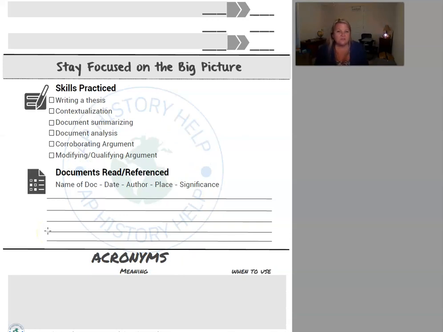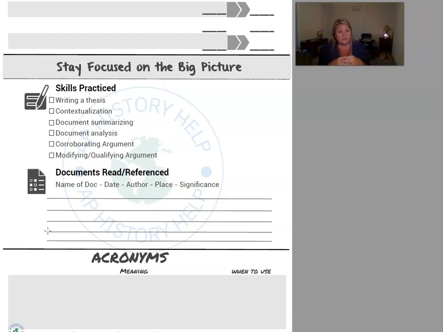This is largely a focus on the skills that you've practiced. Over the course of the year, you should be writing thesis statements, contextualizing, summarizing documents, analyzing documents, corroborating arguments, and modifying or qualifying arguments, which those last two things are the big golden unicorn point that everybody tries to get on their essays on the AP exam. So these are skills that you could check off when you know you've been working on them, or even jot down next to them what it was that you did.